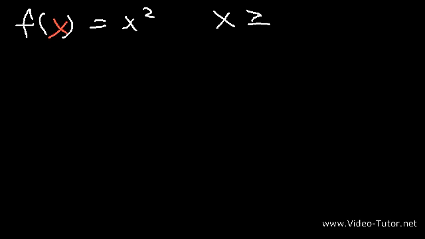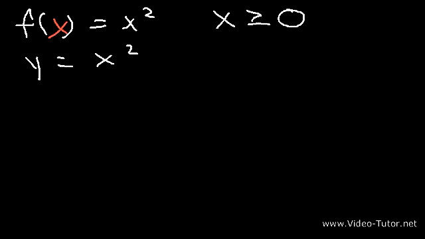Let's try one more example. Let's say f of x is equal to x squared with a restricted domain. So we only want the right side of the function. Go ahead and find the inverse function.